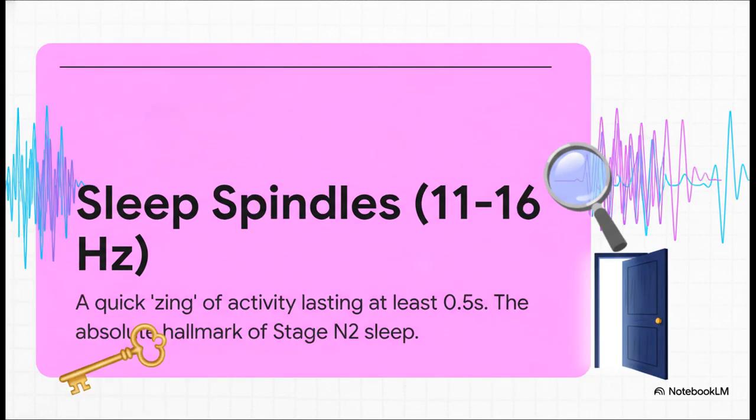And last but not least, the sleep spindle. It kind of looks like how it sounds, like a quick zing or a little burst of high-frequency brain activity. Now, for it to be a real spindle, it has to last for at least half a second. Spotting one of these is everything because it's the absolute definitive hallmark of stage N2 sleep. It's the key that unlocks the door to that stage.